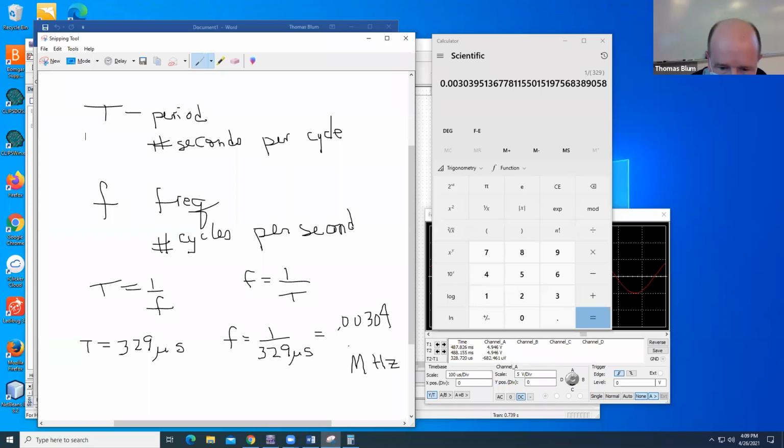And I could move the decimal 3 places, and that would change. I'm making the number bigger, so I'd make the unit smaller. So that's also 3.04 kilohertz. Or if I move the decimal place 3 more times, 3040 hertz.